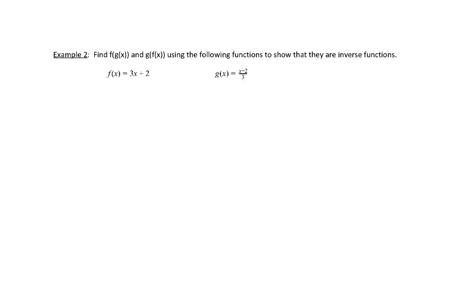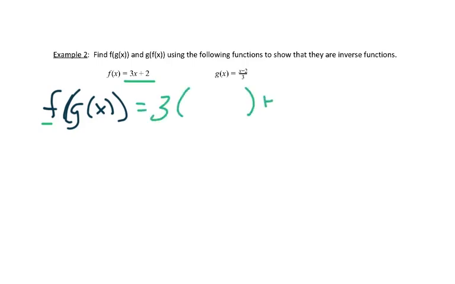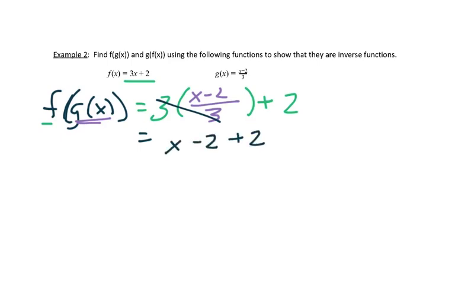So let's look at this one. Here, we're going to start by finding f of g of x. Again, here's f of x, and that's what's first. So we're going to write 3 parentheses x plus 2. And in that parenthesis, we're putting g of x, so we'll put x minus 2 over 3. And we'll simplify. This 3 cancels out that 3, leaving us with x minus 2 plus 2, and that cancels out, leaving x. So let's try it the other way.